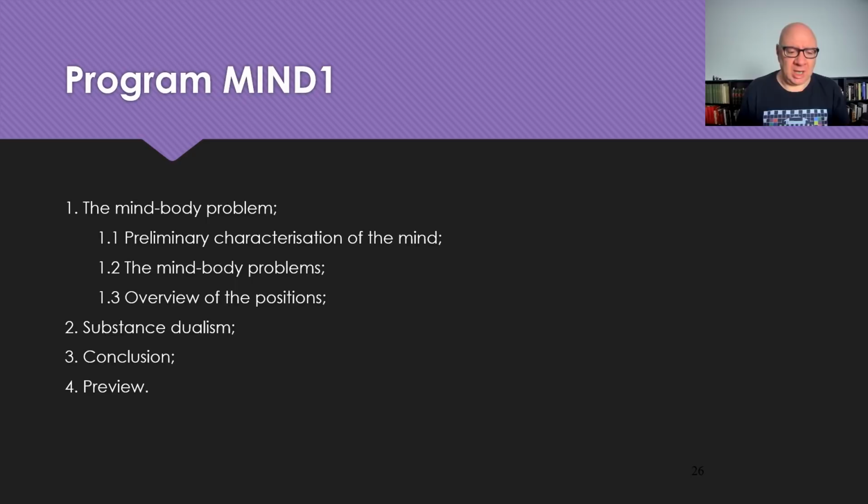Then I briefly present at the end of that introduction an overview of the historical positions we're going to debate in this course, and then the rest of this lecture is about substance dualism, Cartesian dualism. I'll explain what that is and what the problems are. Once we have an understanding of substance dualism and its problems, we can conclude what we should do next. So today is mainly about substance dualism, but we start by giving you some idea of what the conscious mind is and what the mind-body problems are.